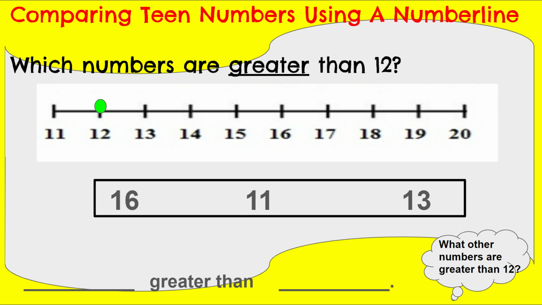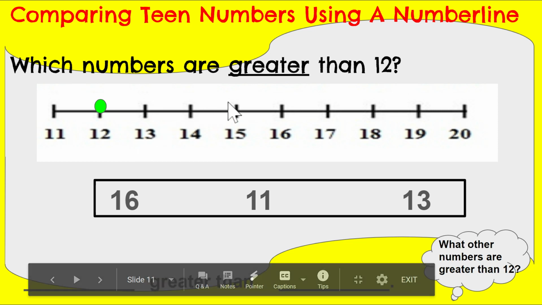Here's our question for this one. Which numbers are greater than 12? So first we have to start by finding our number 12. Whoop, there's our number 12 with our green dot. And now we have to see which numbers. So anything on this side, anything to the right is greater. And anything over here is less than. So we don't want those ones.